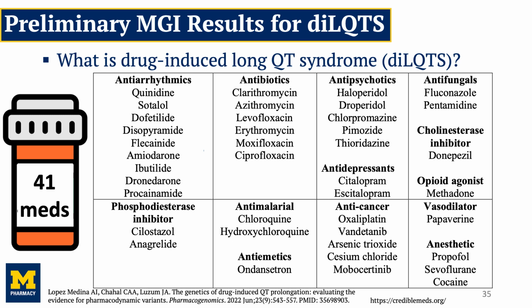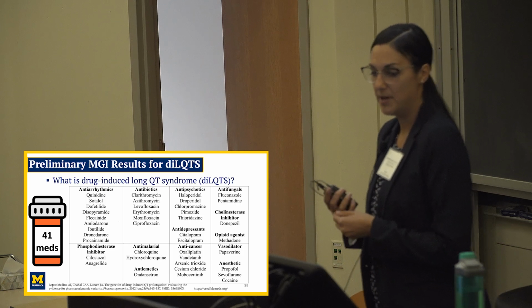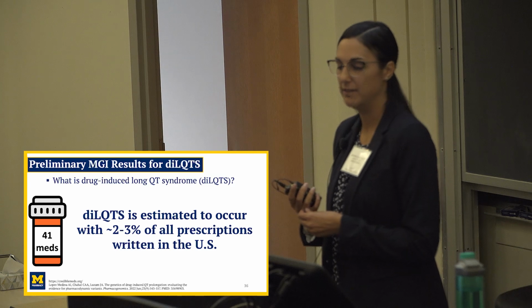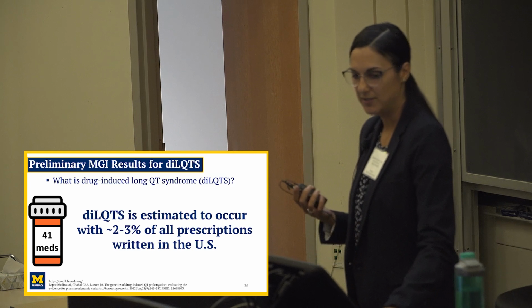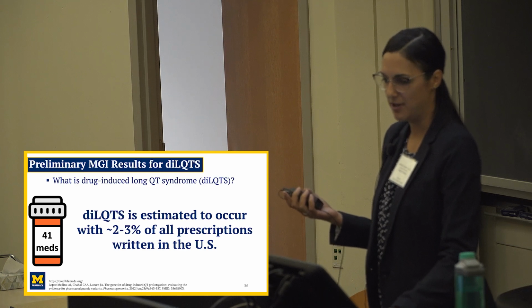Really commonly used antibiotics: probably everybody in this room has taken a Z-Pak or azithromycin or Cipro in your lifetime. Really commonly used antidepressants, citalopram and escitalopram or Lexapro. And another really commonly used one on the bottom is ondansetron, generic for Zofran. It's used a lot to treat nausea. So very, very commonly used drugs. It's estimated that drug-induced long QT syndrome occurs with approximately 2 to 3% of all prescriptions written in the United States.